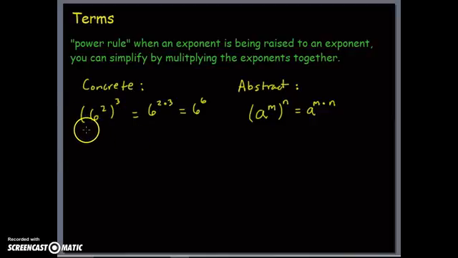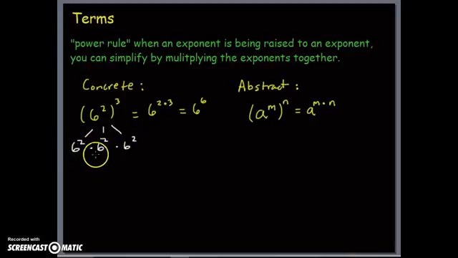One way to think about this is 6 squared being multiplied 3 times. Right? If we're taking 6 squared to the third power, we're going to multiply it by itself 3 times. So we can actually turn this power rule into the product rule.